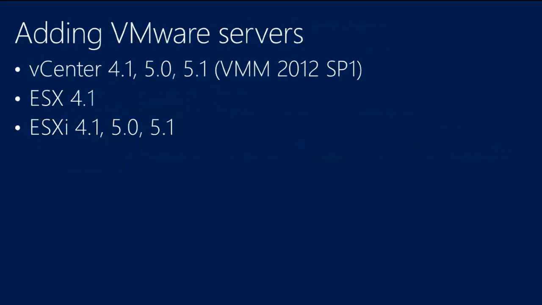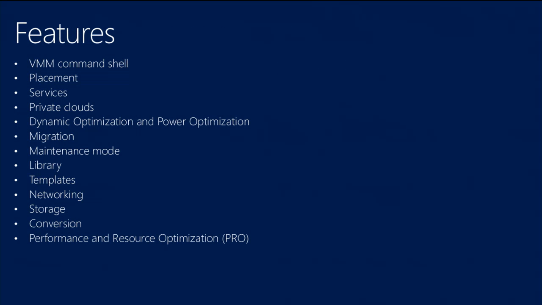All right, let's talk about VMware now. So what is supported starting from VMM 2012 SP1? We have vCenter 4.1, 5.0, and 5.1, ESX 4.1, ESXi 4.1, 5.0, and 5.1. So that's supported. Same set of features, actually. I'm not going to run through them all, but we have the same options that we can do with Xen Server. We'll be able to do them with VMware as well, with a few differences, and that's on the part of the library.